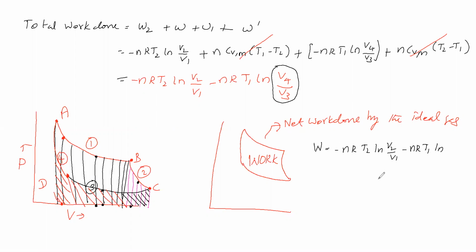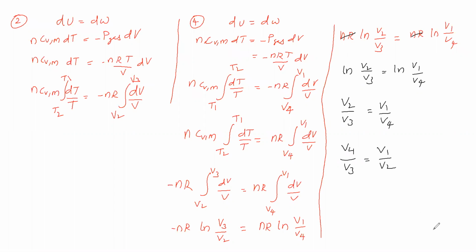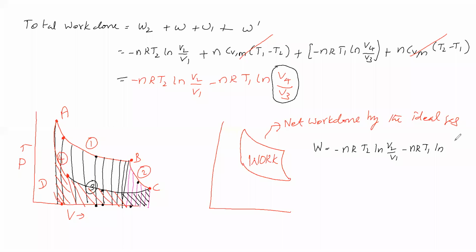V4 by V3 got to V1 by V2, we got. That will substitute. Okay, so V1 by V2 will substitute. Okay, we are substituted. Next, we will simplify this: minus NR T2 ln V2 by V1. Interchange this, because it is V2 by V1, it is also V2 by V1, in the sense simplification will be easy. Then it will become plus NR T1 ln V2 by V1.